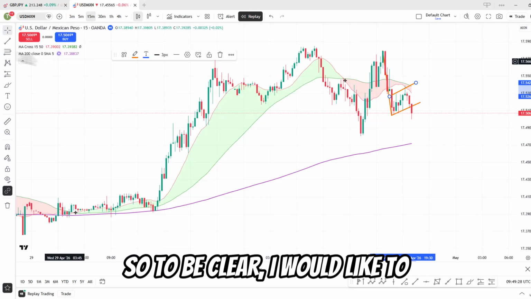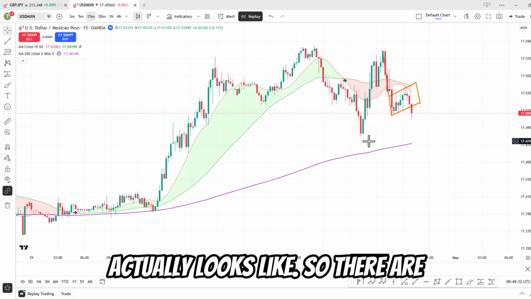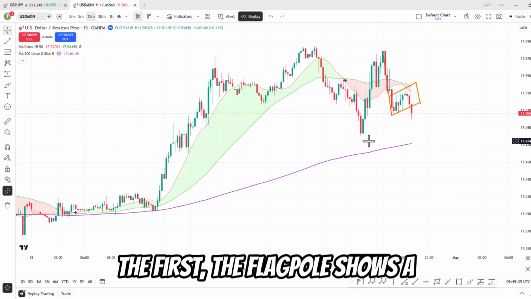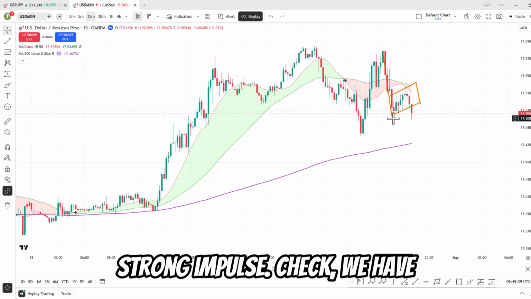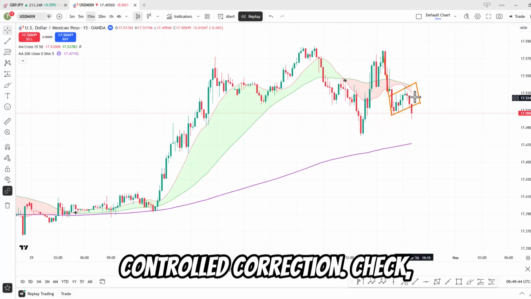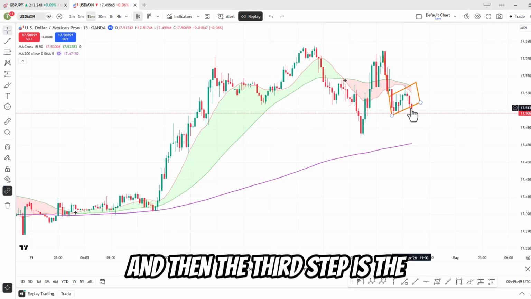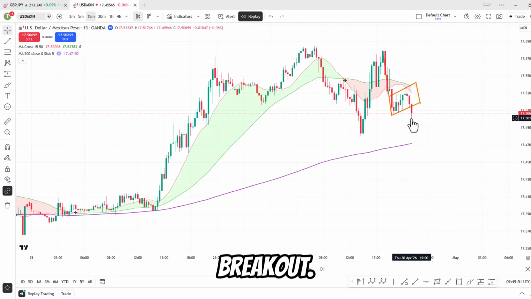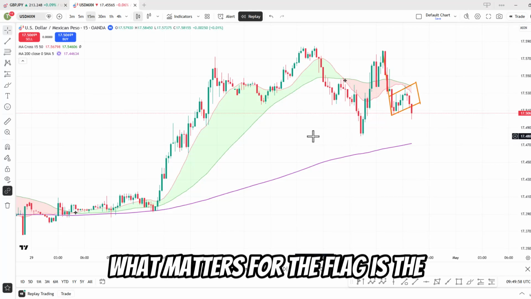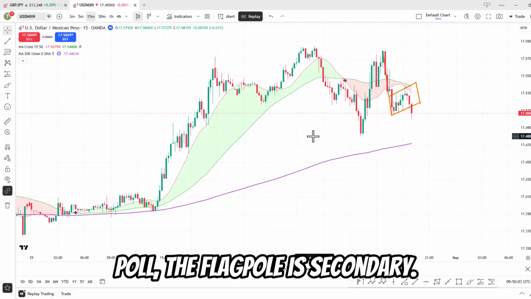So to be clear, I would like to describe what a valid flag actually looks like. So there are two things here. The first, the flagpole shows a strong impulse. Check, we have this. And then the flag shows controlled correction. Check, this is very controlled, it's even. And then the third step is the breakout. What matters for the flag is the actual shape and the behavior of the price. The context before the pole, the flagpole, is secondary.